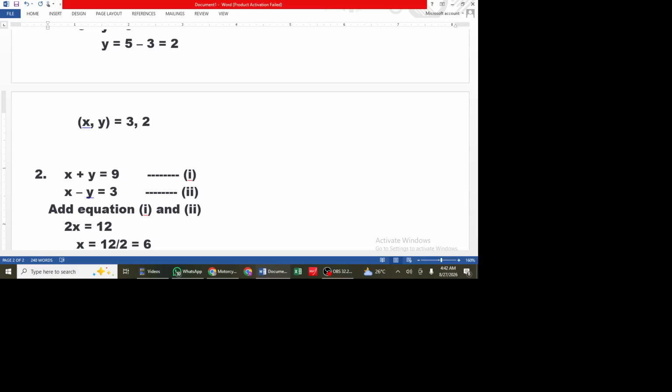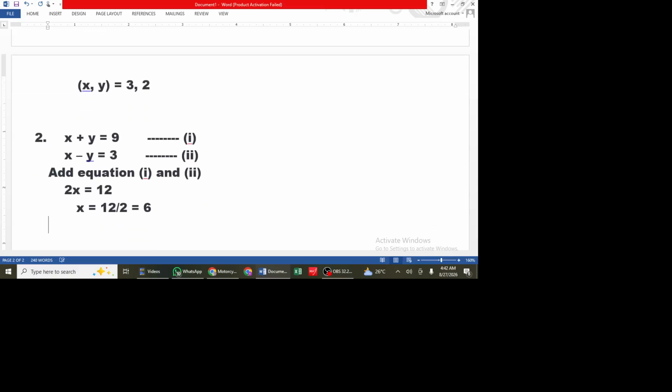Then you plug back the value of x into any of the two equations. You substitute for the value of x. Let's use equation 1. You say put x is equal to 6 into equation 1. And in equation 1, we have x plus y, and that will be 6 plus y is equal to 9.